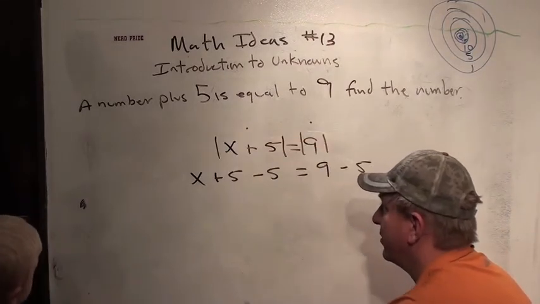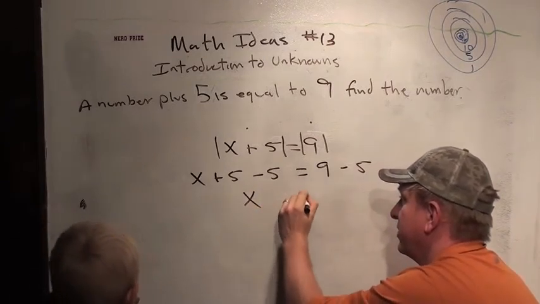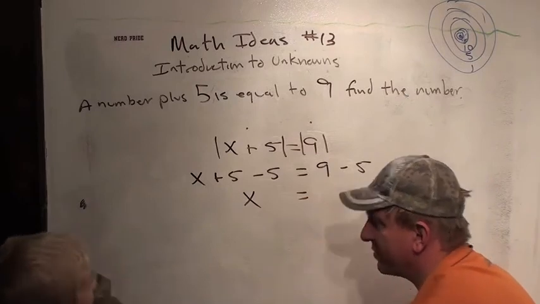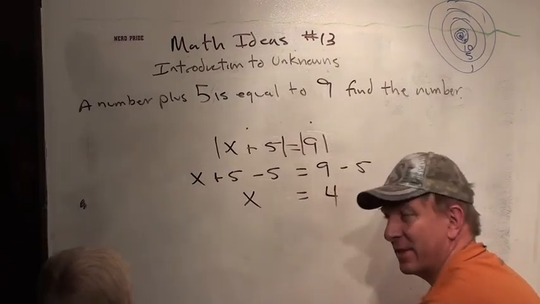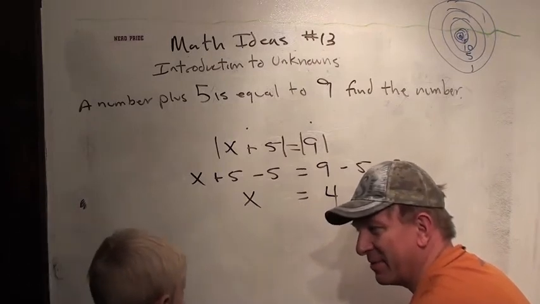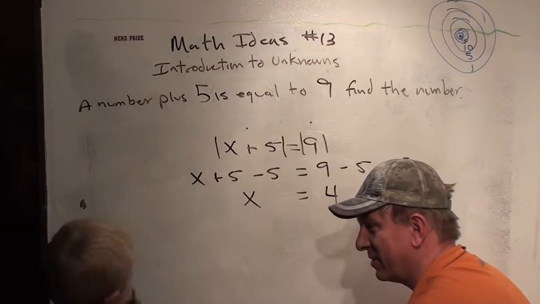Okay? All right, so what is 5 minus 5? 0. So this side just becomes x. And what is 9 minus 5? 9 minus 5 is 4. So x equals 4 again. Maybe x equals 4 is the answer to every algebra problem. Should we do another one?